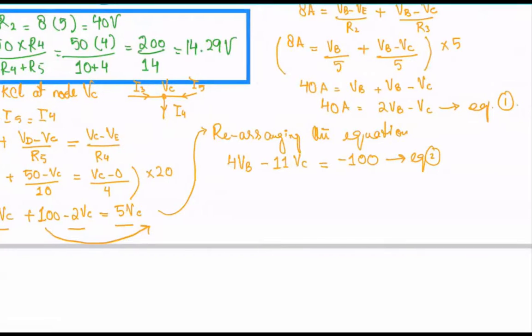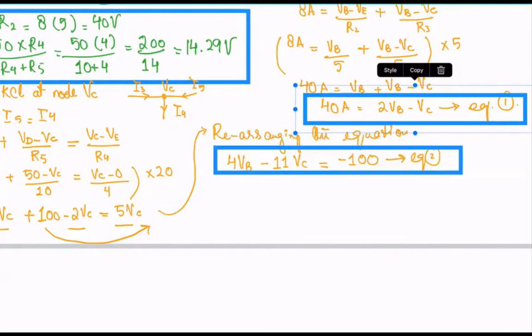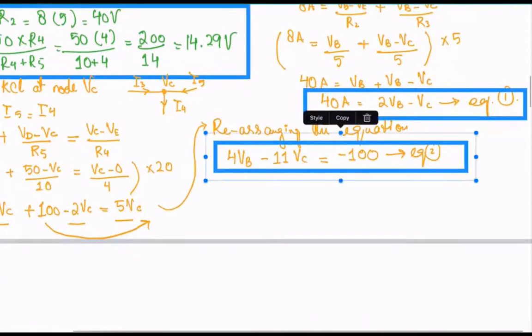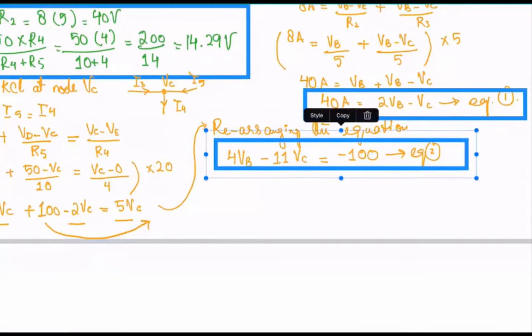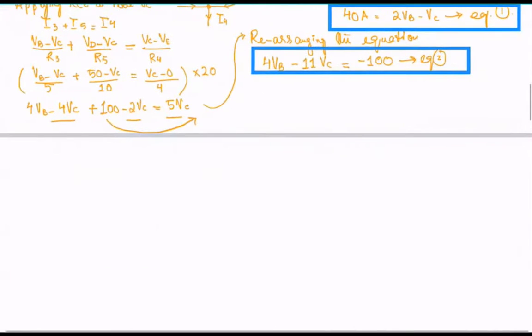So remember, this was our equation 1 right here, correct? And then we also got this equation 2 right here. And then we are going to simultaneously solve these two equations and find out the values for VB and VC. And there are multiple ways of doing that. You do whichever way you like.